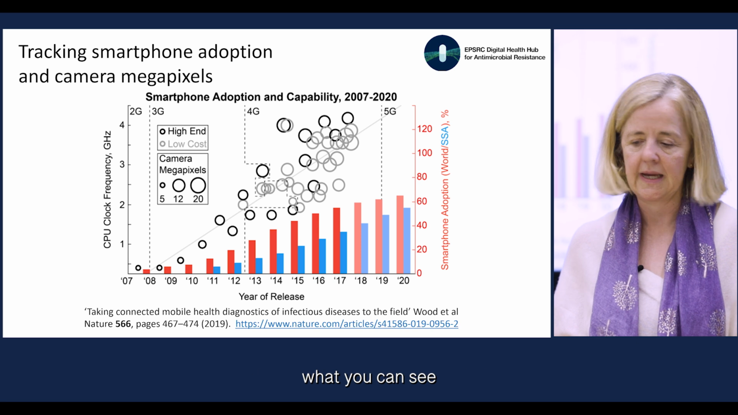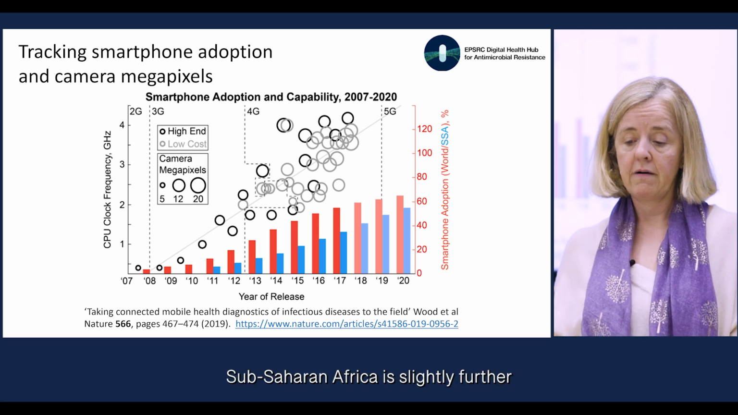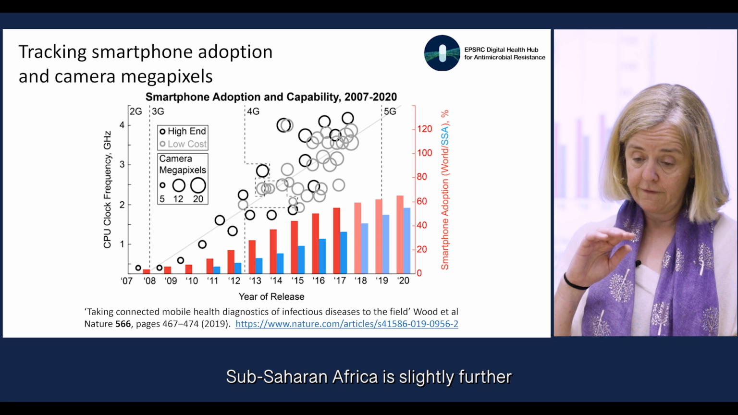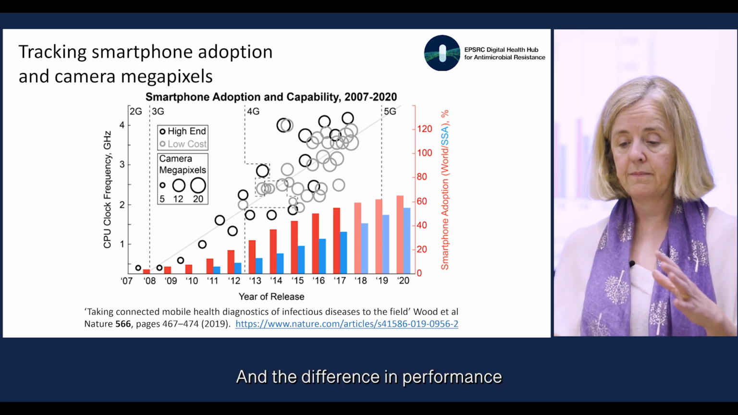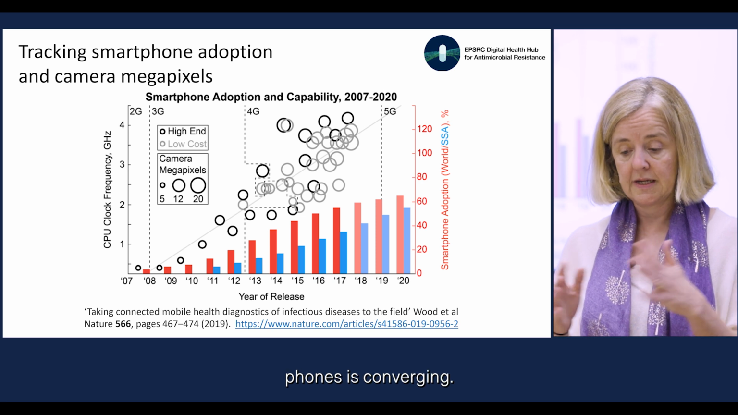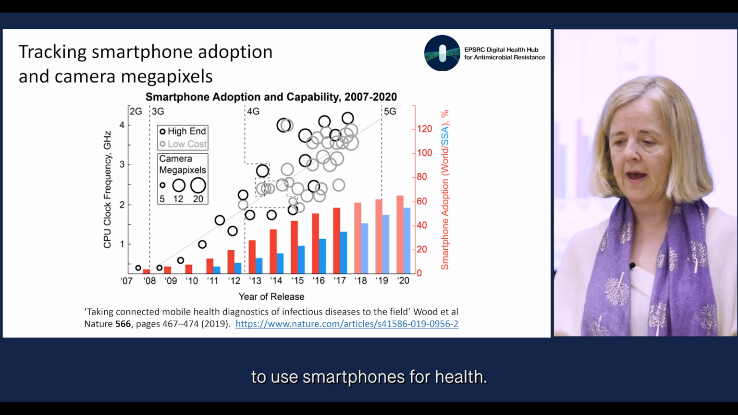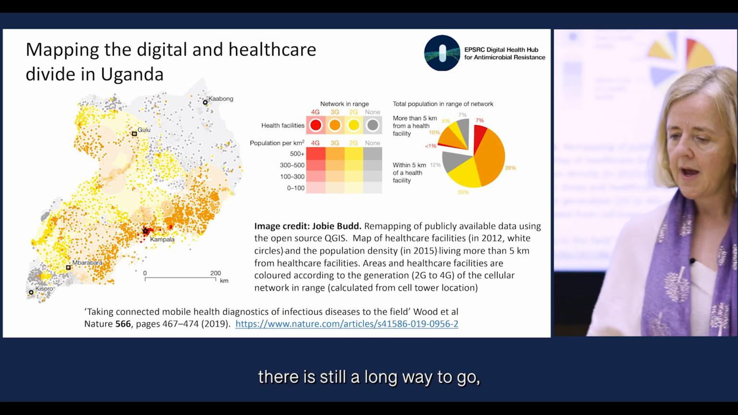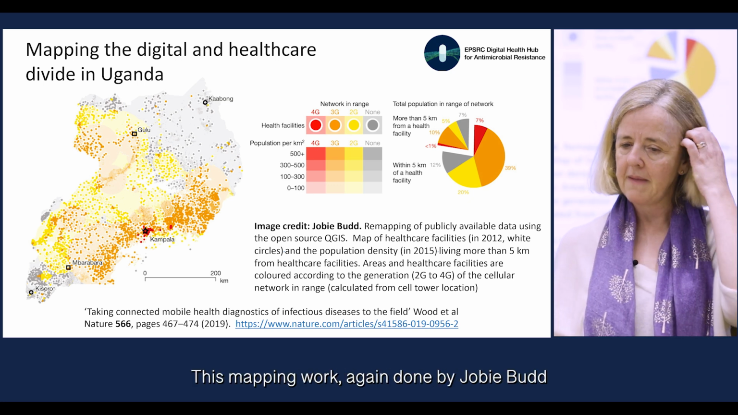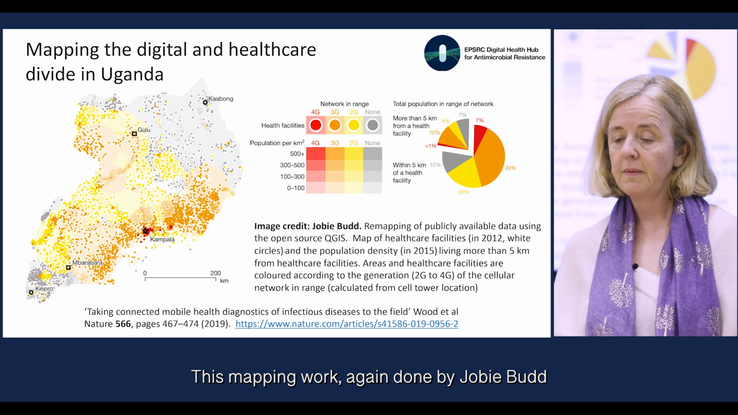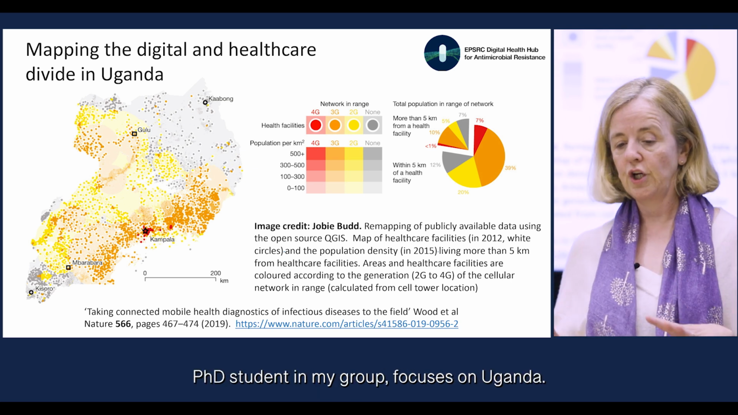And essentially what you can see, we know the smartphone revolution has exploded. Sub-Saharan Africa is slightly further behind, at least to start with, but it's absolutely catching up. And the difference in performance between high and low end phones is converging. So there's a really exciting opportunity to use smartphones for health. But I'll flag up, there is still a long way to go, and it's not a silver bullet. This mapping work, again done by Joby Budd, who was a brilliant PhD student in my group, focuses on Uganda.